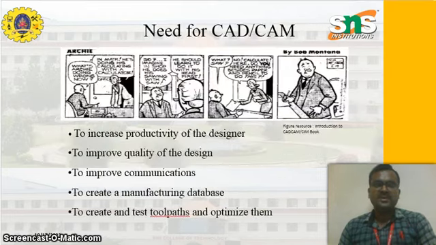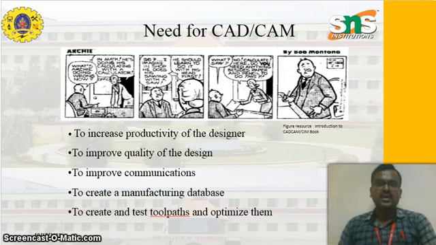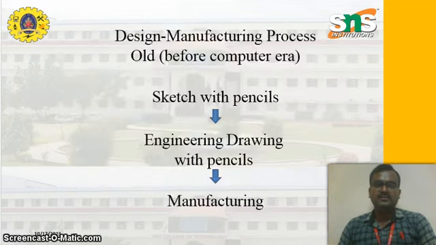Okay. Then these are some of the needs of CAD/CAM: to increase the productivity of the designer, to improve the quality of the design, to improve communications, and to create a manufacturing database. We can easily store a large amount of data in our drives, as well as create and test toolpaths and optimize them. We can use optimization techniques to either maximize or minimize the functional values. Always we can reduce the investment cost, as well as expect our profit. So this is the design manufacturing process.